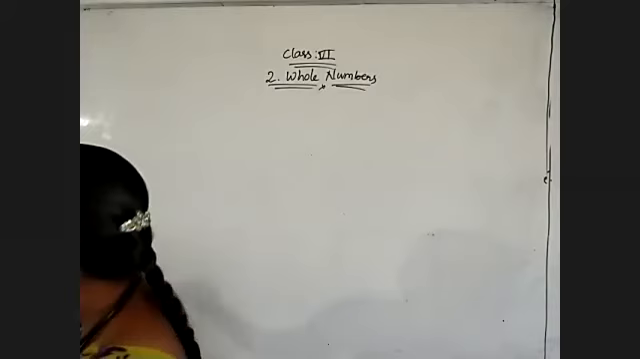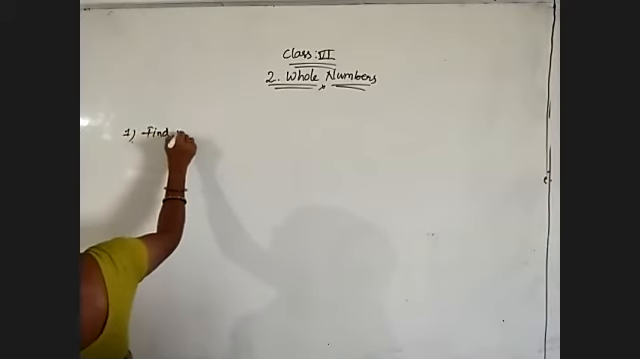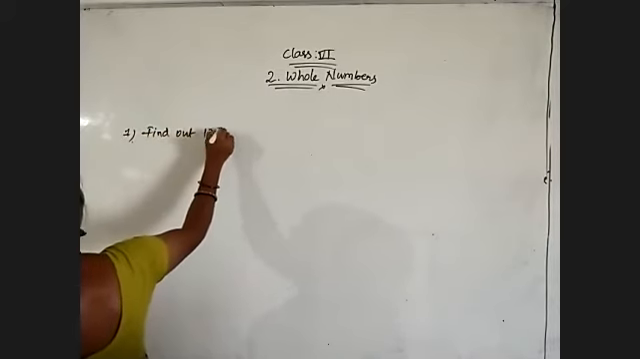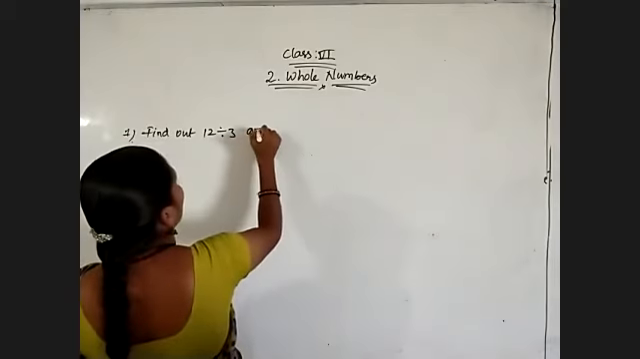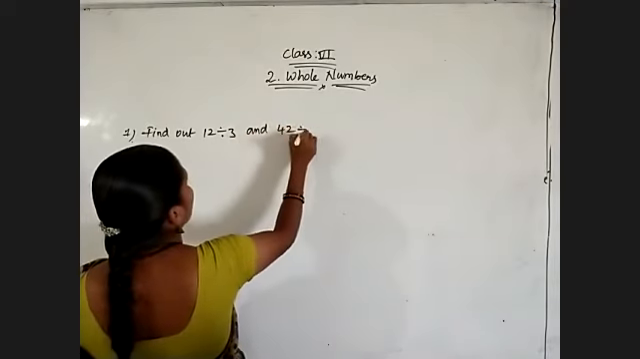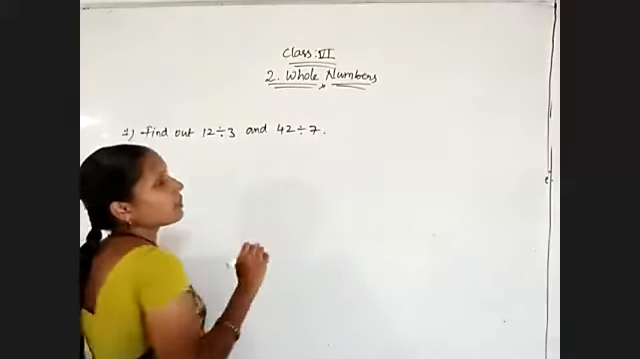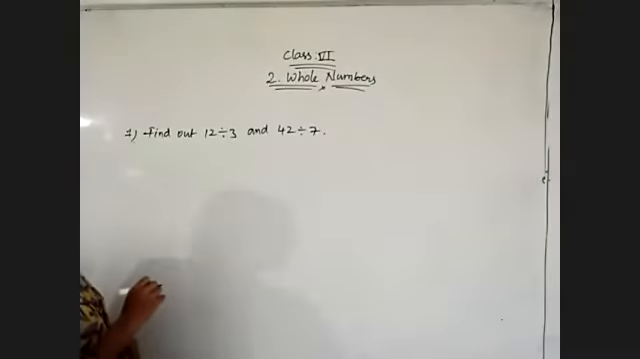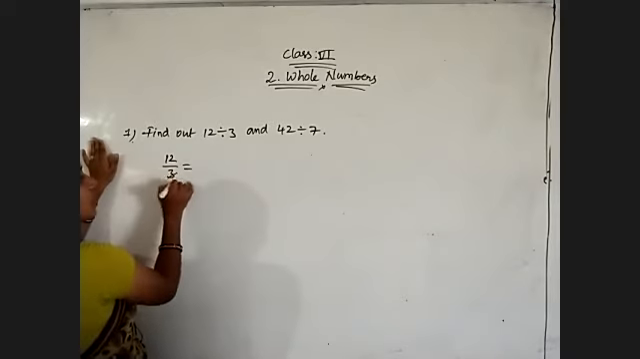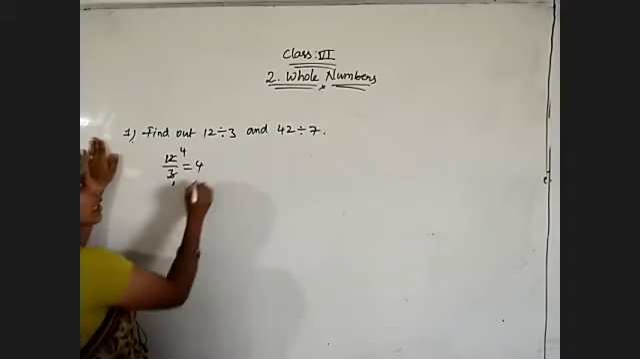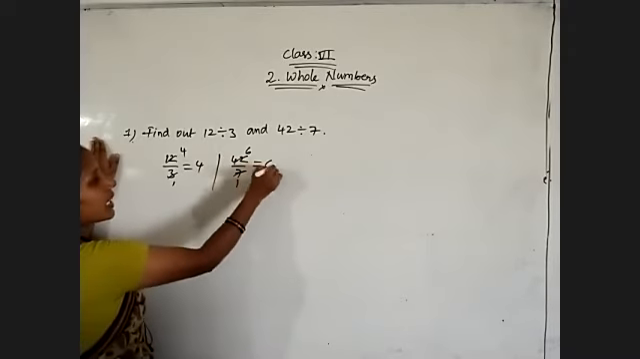First question, find out 12 divided by 3 and 42 divided by 7. Whatever method you want to use. Directly, 12 by 3 is equal to 4, since 3 ones are 3, 3 fours are 12. And 42 by 7, 7 ones are 7, 7 sixes are 42, I got the answer.